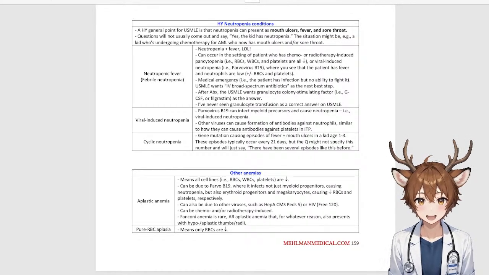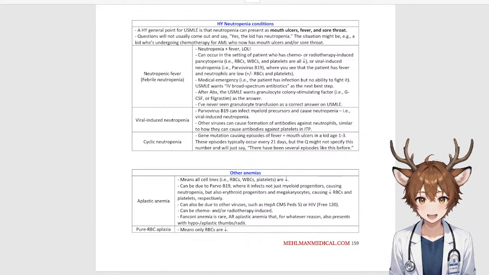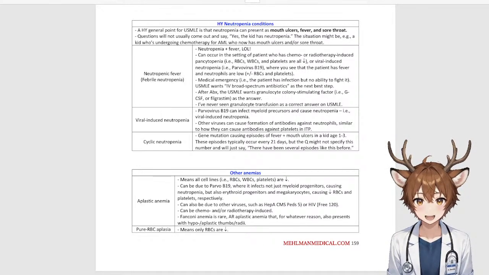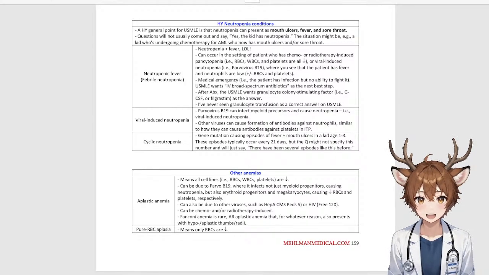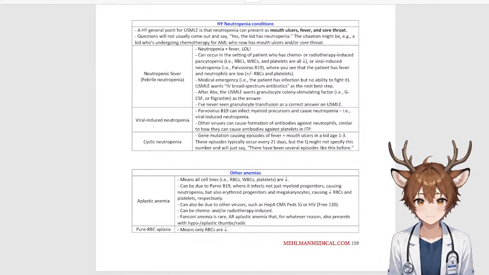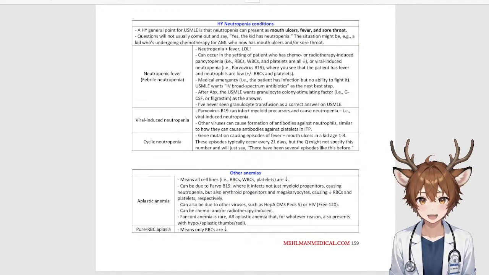Cyclic neutropenia. Gene mutation causing episodes of fever plus mouth ulcers in a kid who's aged 1 to 3. These episodes typically occur every 21 days, but the question might not specify this number, and you'll just have to say there were several episodes like this before.